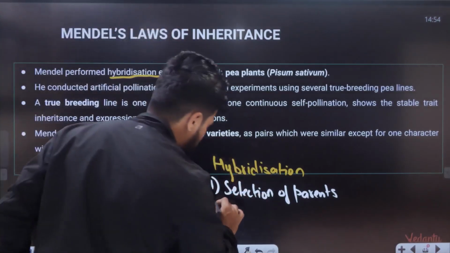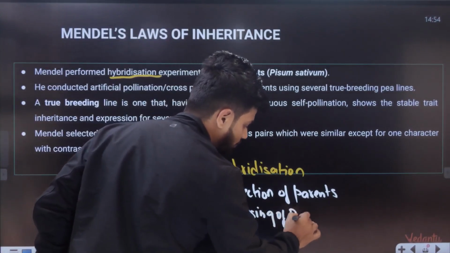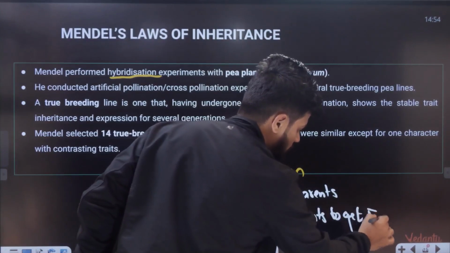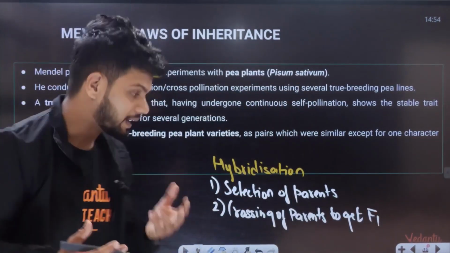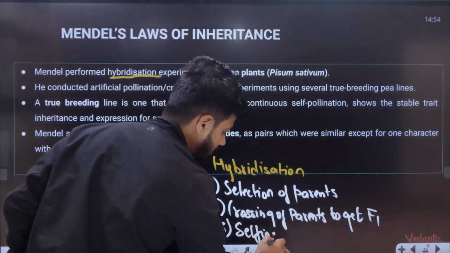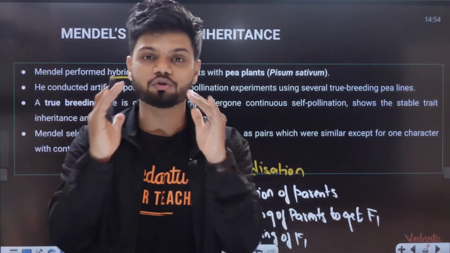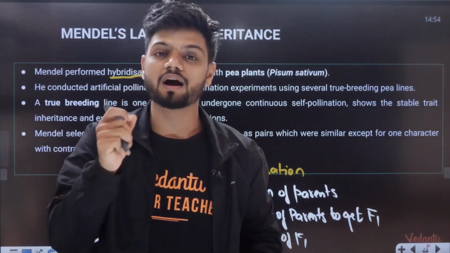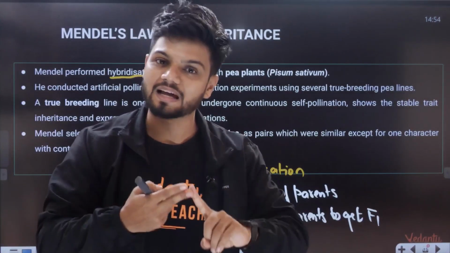Second thing is called crossing of parents to get F1. So you take the parents, you cross the parents and we get the F1 plants. And the third and final step is called selfing of F1. You take the F1 plants and self them, and that's the final step. Three main steps in your hybridization experiments, and the same three steps are used in your monohybrid and dihybrid cross also.